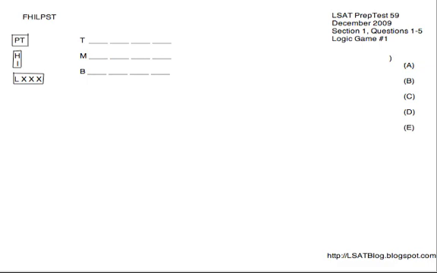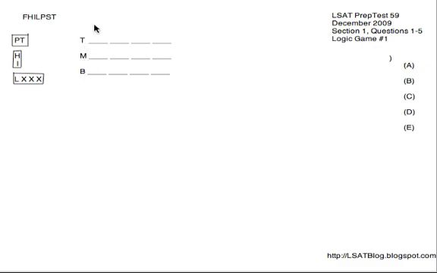Hey guys, this is test 59, game 1. This is the law firm departments game. I would say it's an ordering game or a matching game. We're basically taking the 7 departments, F, H, I, L, P, S, T, and assigning them to one of 3 floors: top, middle, and bottom.